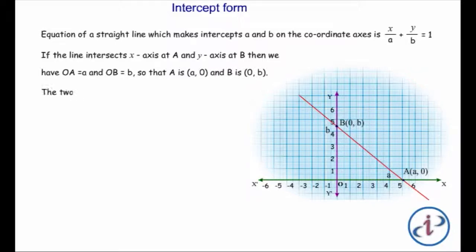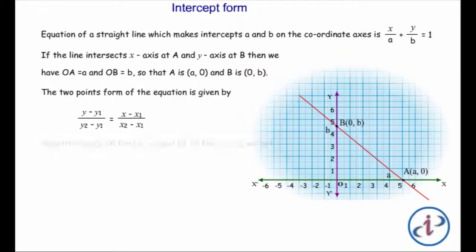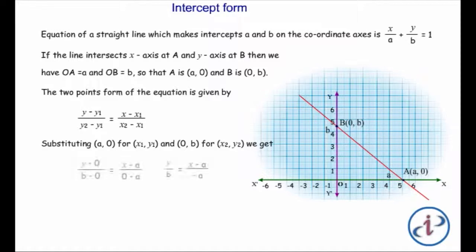The two-points form of the equation is given as (y minus y1) divided by (y2 minus y1) is equal to (x minus x1) divided by (x2 minus x1). Substituting the coordinates for x1, y1 and x2, y2, we get x by a plus y by b is equal to 1.